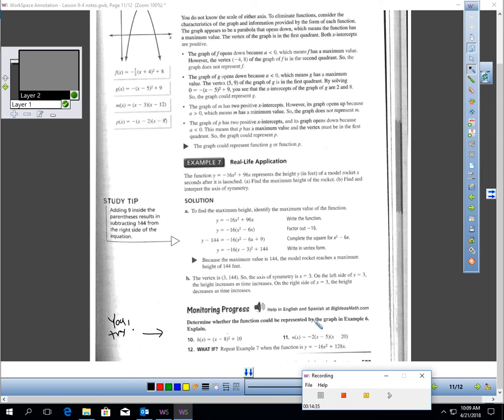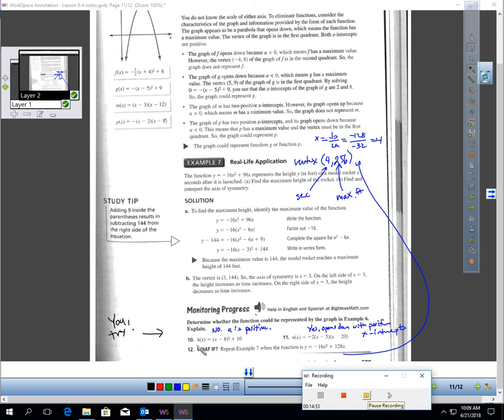Pause the video and try 10, 11, and 12. 10 and 11 are asking you to determine if these could be the picture here. And number 12, they want you to find the maximum height and time, same question here, find the maximum height and time of the rocket for that function.